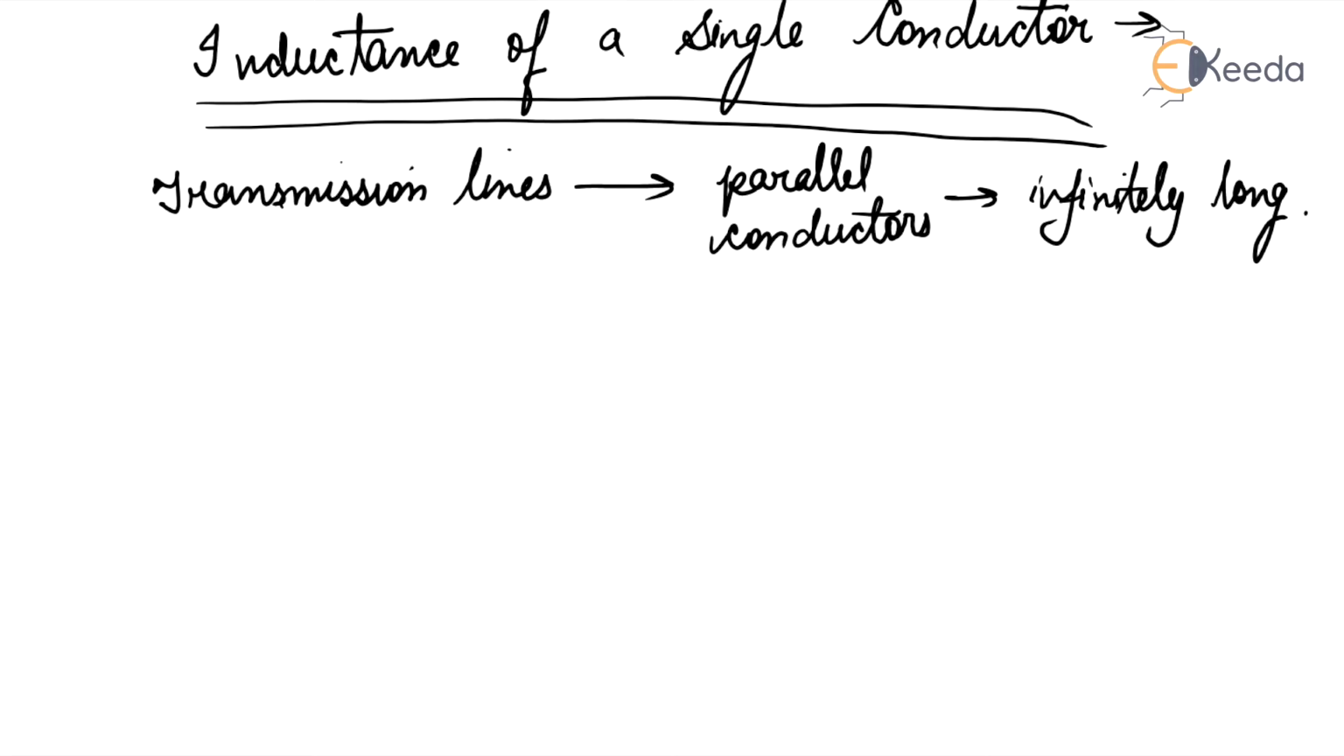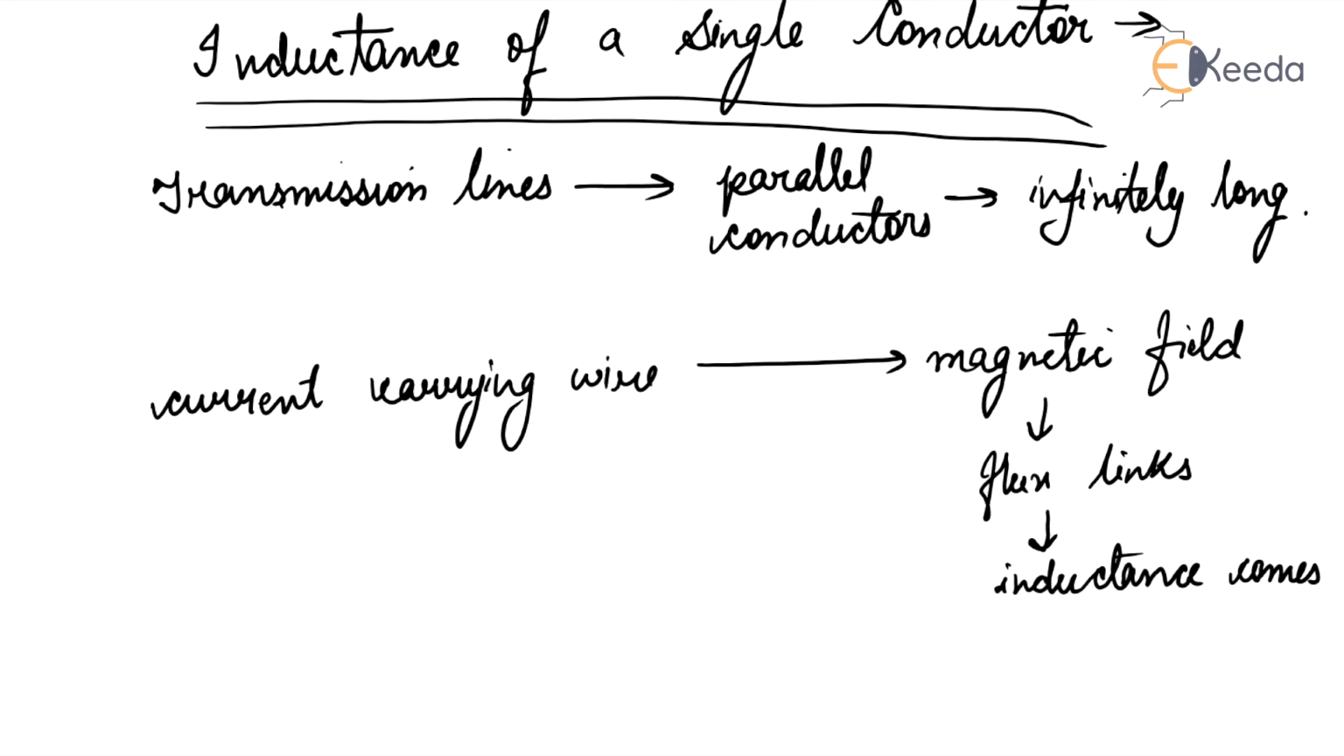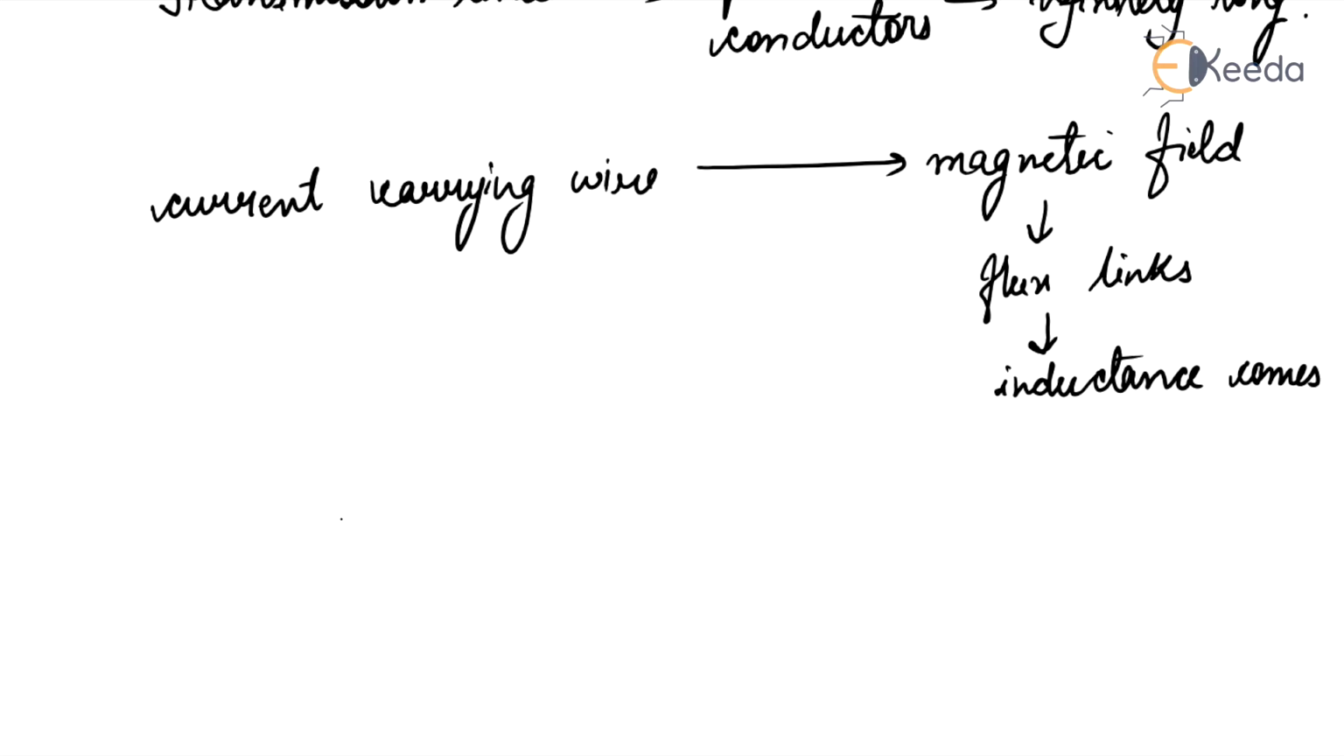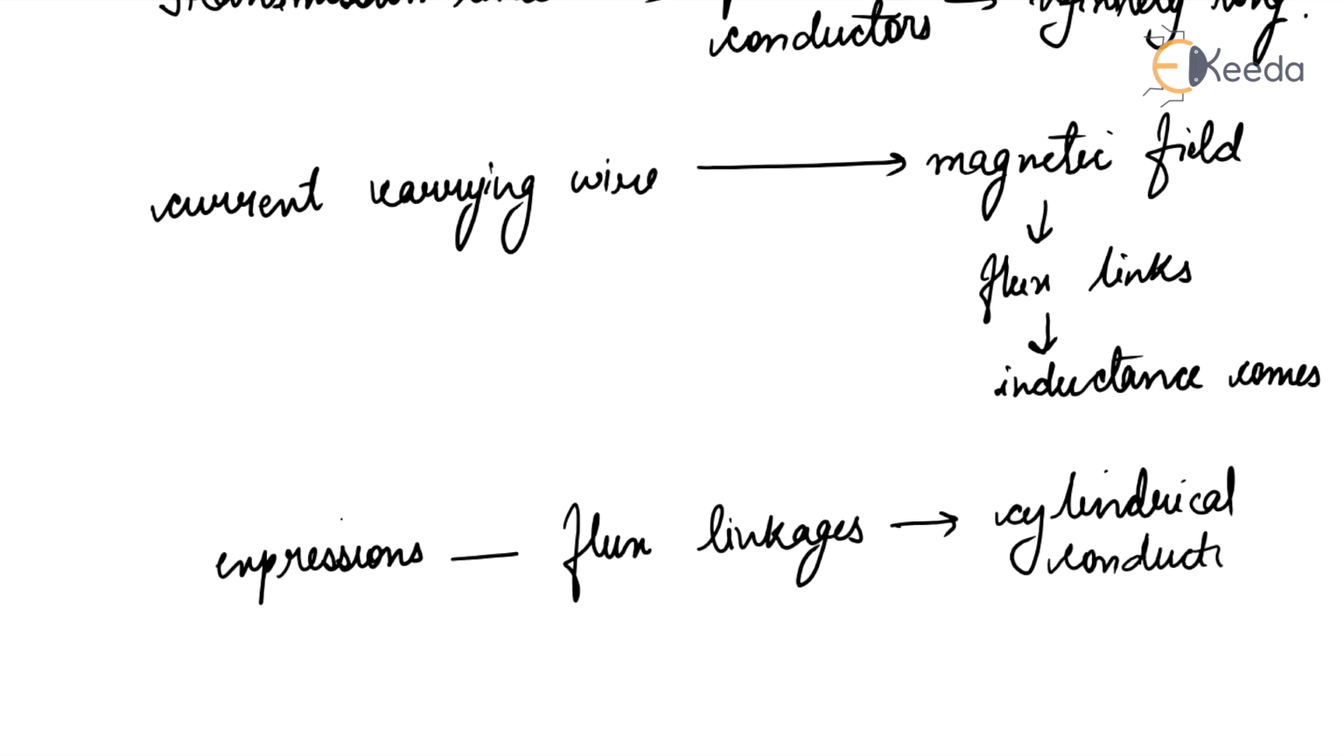So a current carrying wire always produces a magnetic field, so obviously flux linkage and inductance come in. We will develop expressions for flux linkages of an isolated current carrying cylindrical conductor with the return path lying at infinity, meaning it will form a single line circuit.